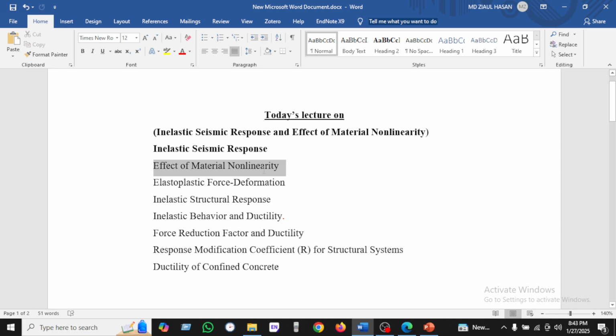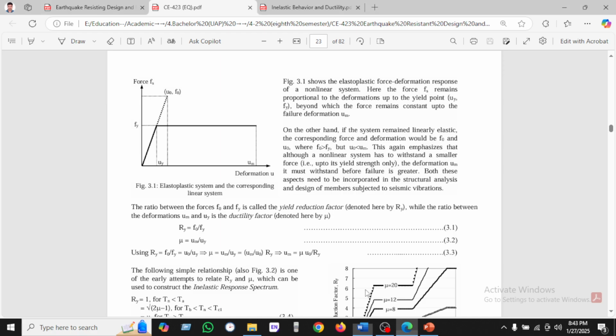We will first discuss the effect of material nonlinearity, then elastoplastic force deformation, and then inelastic response, inelastic structural response, and then inelastic behavior and ductility, the force reduction factor and ductility, and then the response modification factor for the structural system, and ductility of the confinement. So let's start from the beginning: inelastic seismic response, or the effect of material nonlinearity.